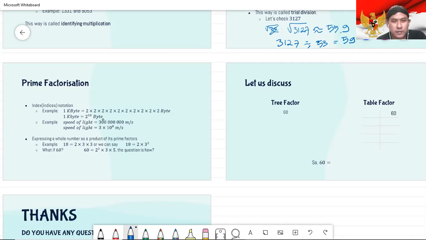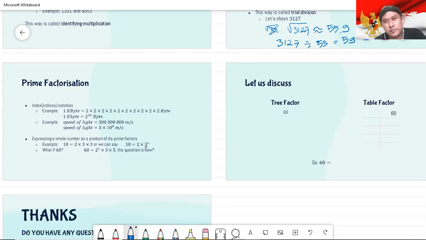For example, 1 kilobyte equals 2 to the power of 10 bytes. Or if we want to write the speed of light, 300 million meters per second equals 3 times 10 to the power of 8 meters per second. Another example: we use indices to find prime factorization. For example, 18 equals 2 times 3 times 3, right? So it means 18 equals 2 times 3 squared.